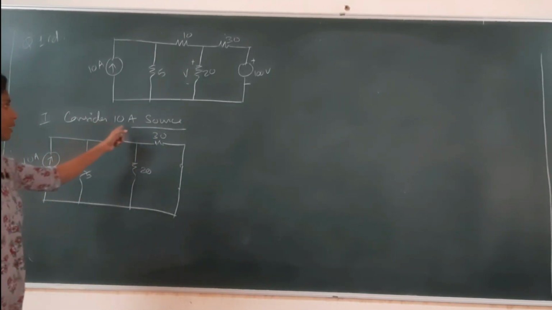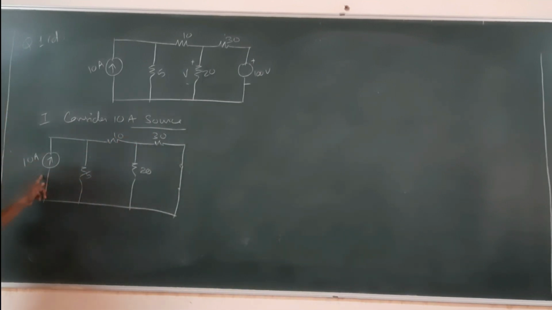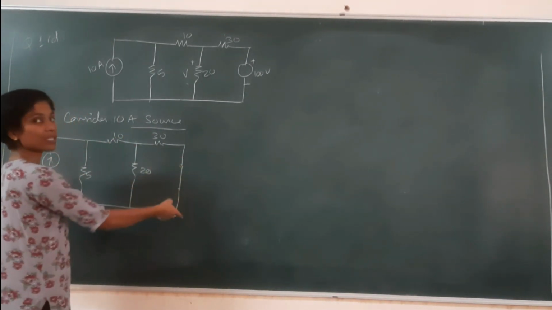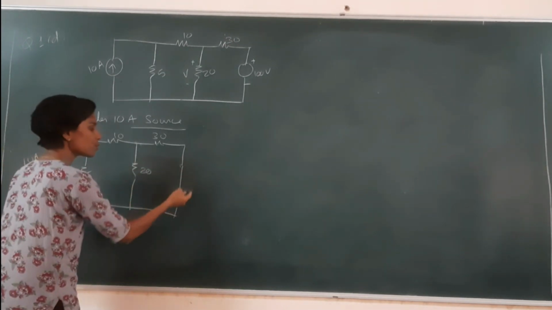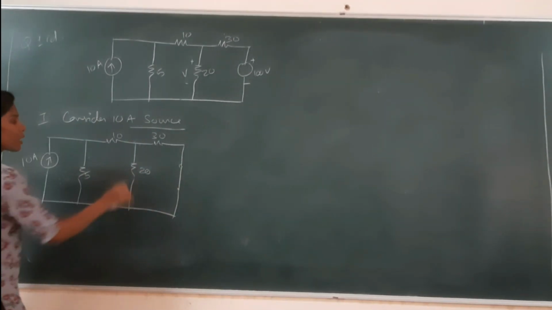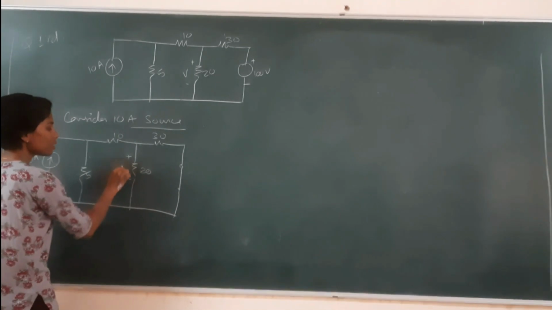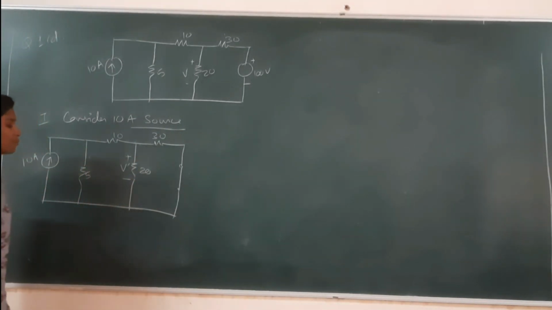So first step, considering the 10 ampere source. What about the 100 volt source? That has been replaced with its internal resistance. That means the voltage source will be short circuited, and we have to calculate the voltage across this 20 ohm resistor. For this first step, suppose that is V dash.